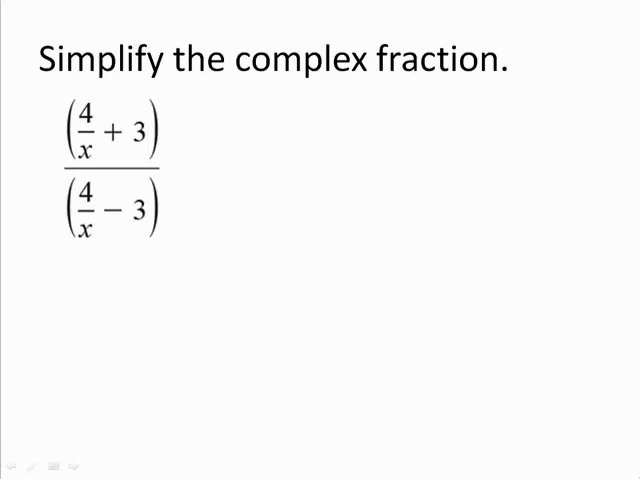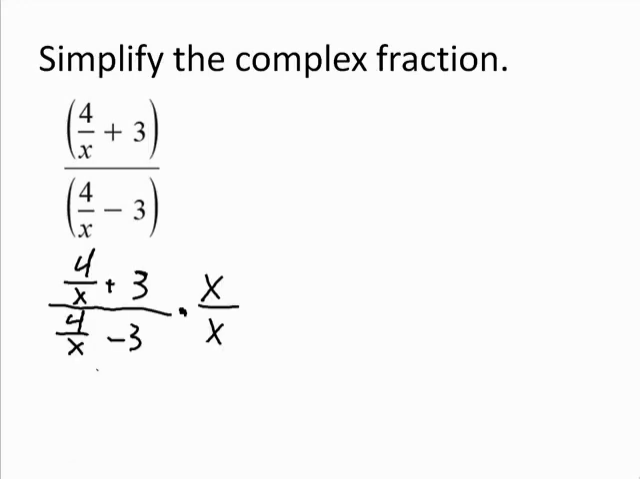Simplify the complex fraction: the quantity 4 divided by x plus 3 divided by the quantity 4 divided by x minus 3. Both the numerator and denominator contain the fraction 4 divided by x. In order to get rid of the fractions in the numerators and denominators, multiply the entire fraction by x divided by x.